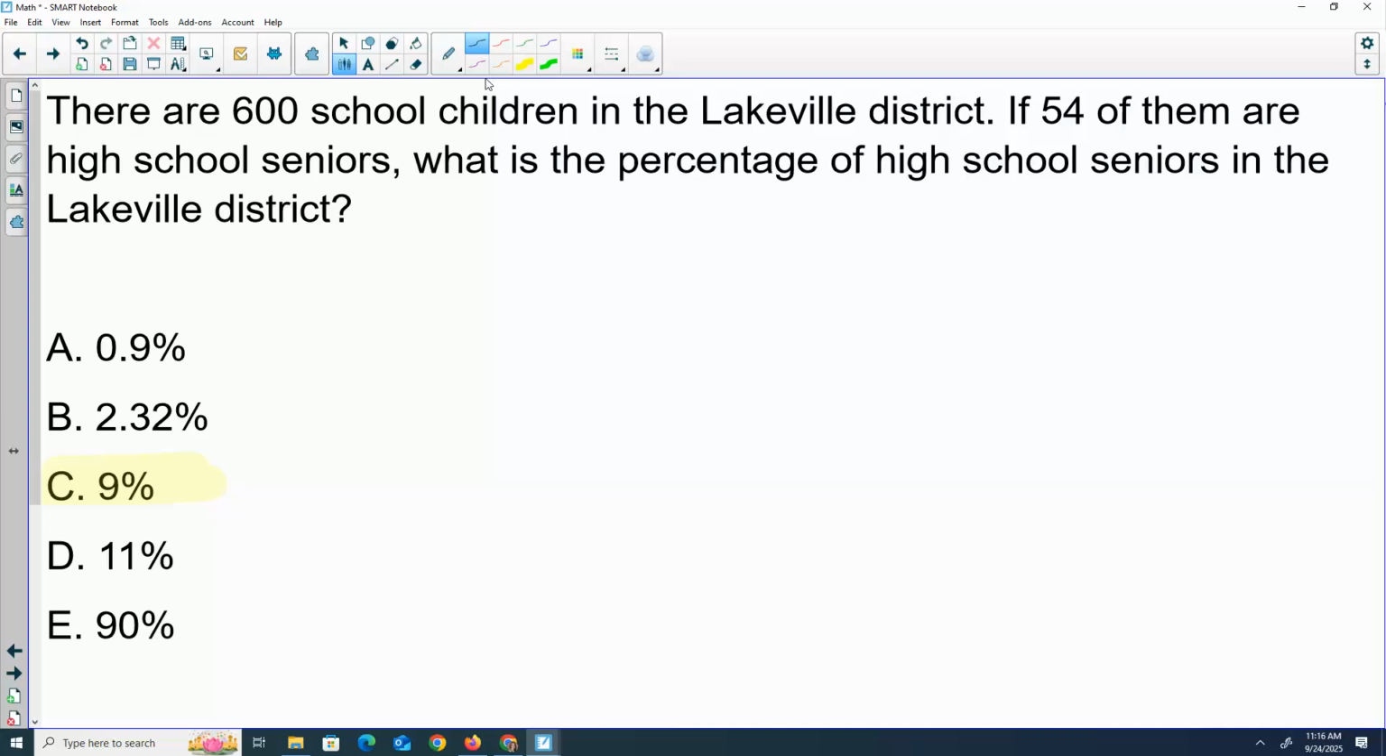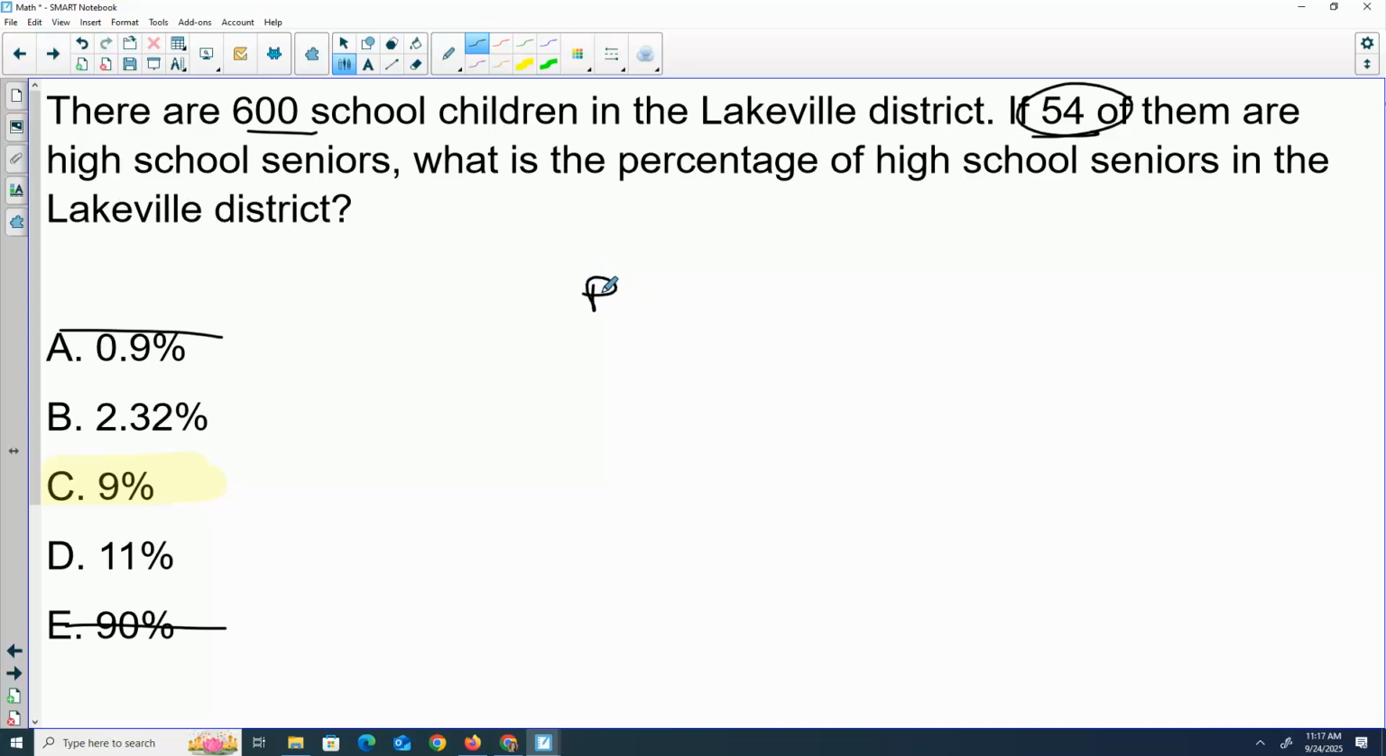Is there anything you could automatically knock off if you take a second and look at these answer choices? 90% would be almost all of them. I have 600 total, only 54 are seniors. So I know that is nowhere near 90%. So check if there's anything that you can eliminate right away. 0.9%, that's pretty small, so you can probably knock that off too. Less than 1%, that wouldn't be the case.